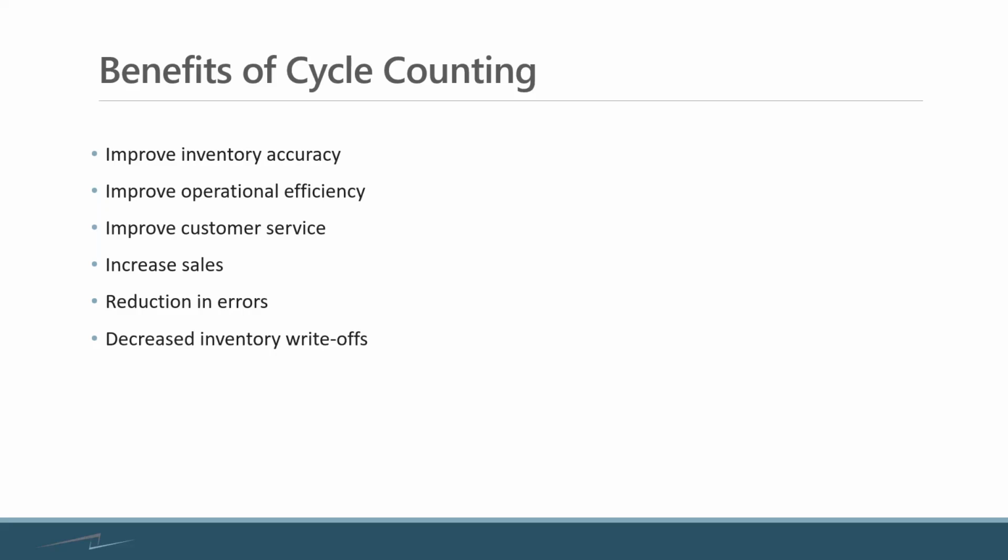If you're counting on a regular basis, you're going to be able to catch those errors more quickly than if you weren't. If you just do a once a year physical inventory and you find that a user made an error 6 months ago, it's harder to recoup that and to let that user know of that error. Whereas if you're counting on a more regular basis, you should see a reduction in user errors because you're able to catch those errors quicker, address it with the user, and put a plan of action in place to correct their behavior.